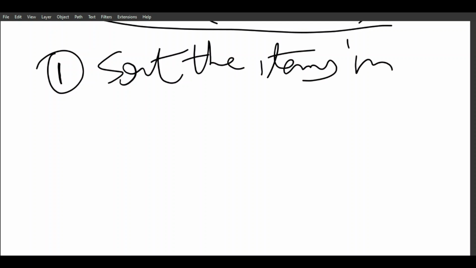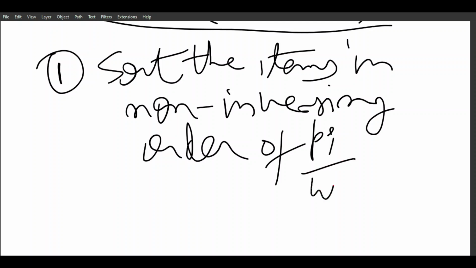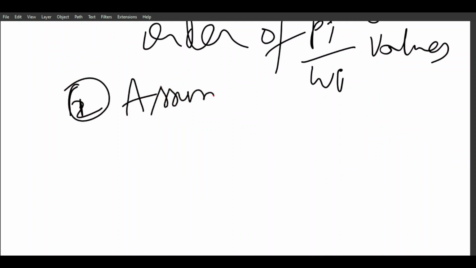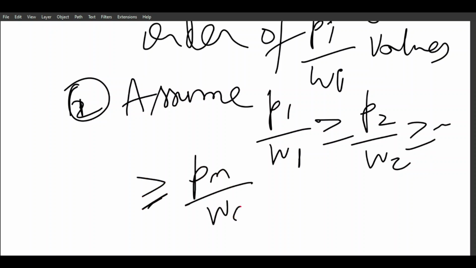in non-increasing order of profit per weight, p_i divided by w_i values. So we perform the sorting, and just for simplicity we assume, as the second step, that after sorting we get p1/w1 ≥ p2/w2 up to finally pn/wn. So this is our assumption.